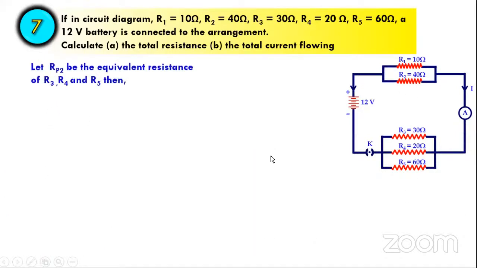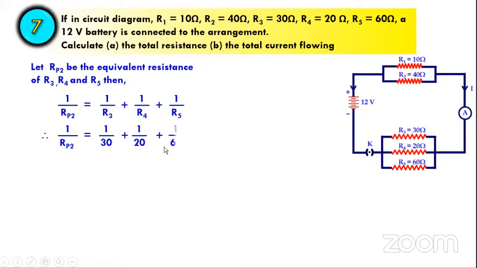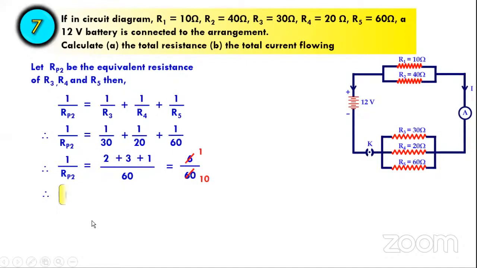Second one, again these three are connected in parallel. So 1 by R parallel 2. Parallel 2 means the second set of parallel connections: 1 by R3 plus 1 by R4 plus 1 by R5. So 1 by 30 plus 1 by 20 plus 1 by 60. LCM is 60. So here 30 2 times, 20 3 times and 60 1 time. So here it is 6 by 60. If you reverse it, then R parallel 2 is 10.